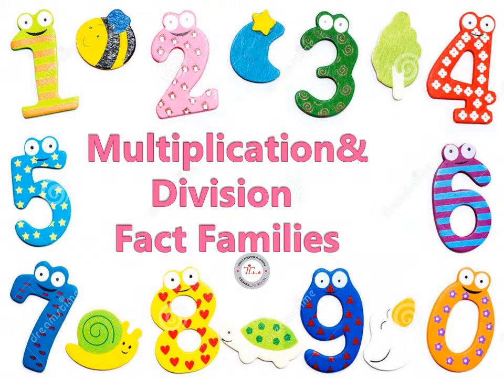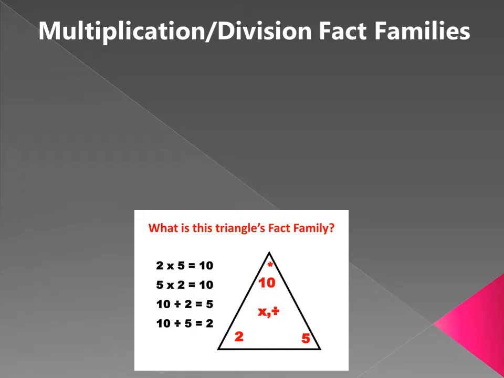Today we will talk about the relation between multiplication and division and fact families. The first example here, I have the triangle of a fact family. It contains the three numbers 2, 5, 10. I can get 4 equations from this triangle, 2 multiplications and 2 divisions.